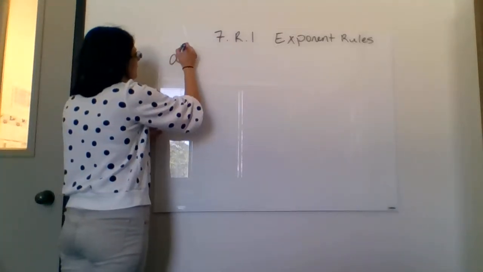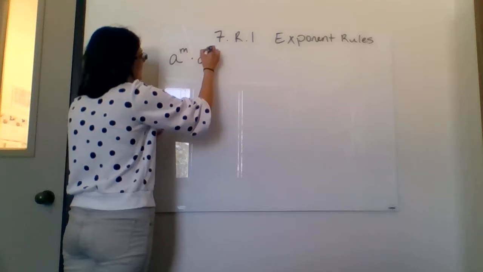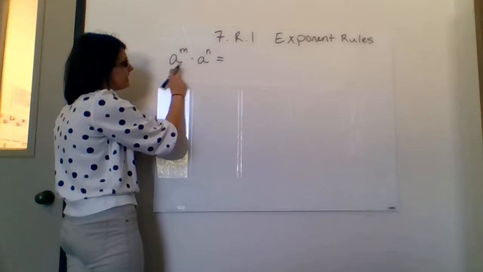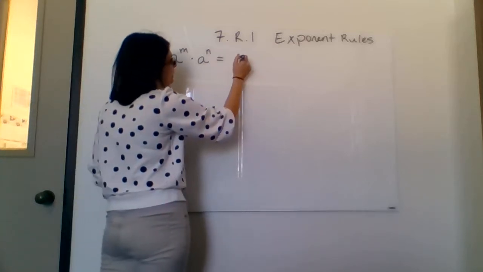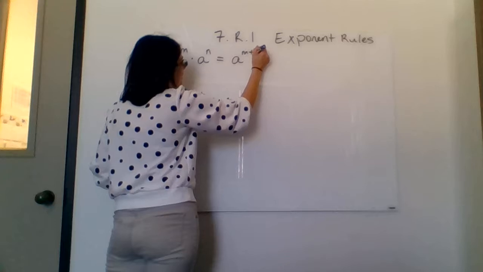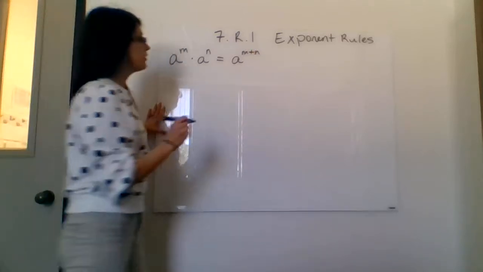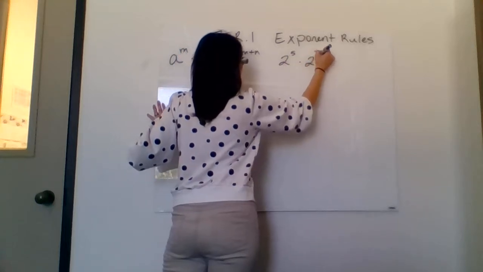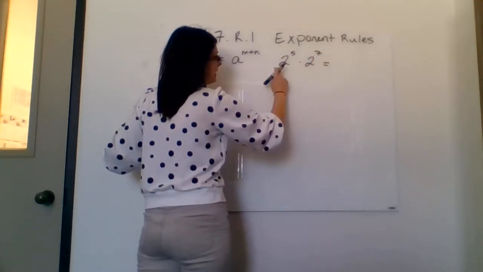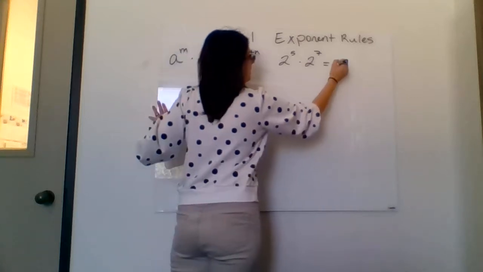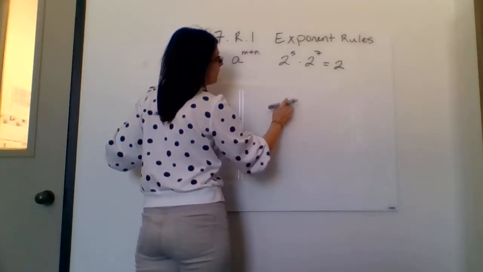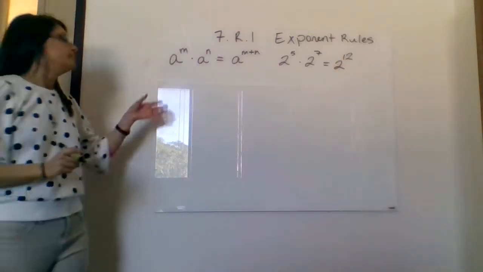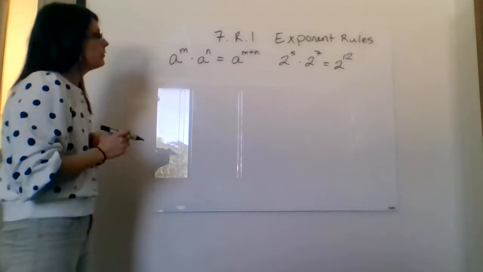If I have a to the m times a to the n, then since I'm multiplying here and the base is the same, the rule tells me that I keep my base and add my exponents. So let's say I had 2 to the 5th power times 2 to the 7th power. I have the same base, I'm multiplying, so I'll keep my base and add my exponents. So 5 plus 7 gives me 12. This is the sum product property.